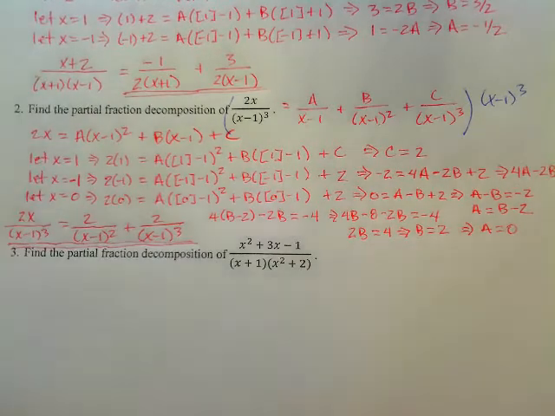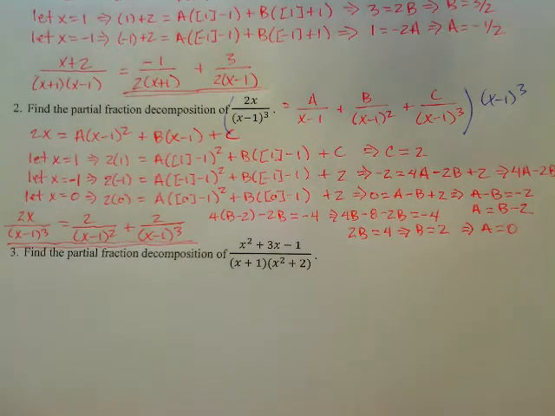So, we've seen an example where we had 2 different factors. We've seen an example where we had the same factor 3 times. And we've decomposed them into basically just a number, a coefficient on top of one of the factors.